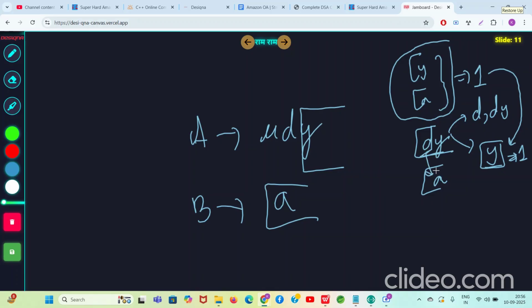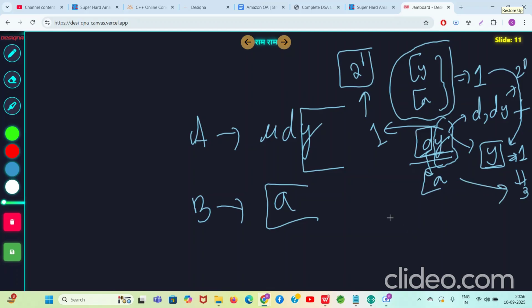You know that d is bigger than a, right? So all the characters after d, you can generate all their subsequences and join them with d, and it will still be bigger than a. So how many characters are there after d? One character is there after d. So 2 raised to 1 empty and non-empty subsequences can be created. So 2 raised to 1 you will add. So d comma dy, 2 raised to 1 added. 2 raised to 1 plus 1, 3. So guys, for dy comma a, the answer is 3.